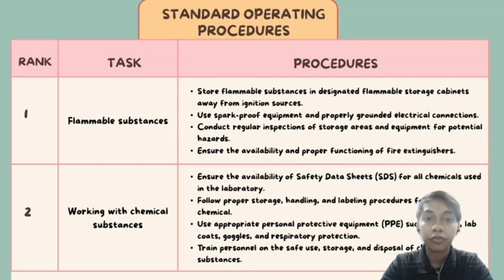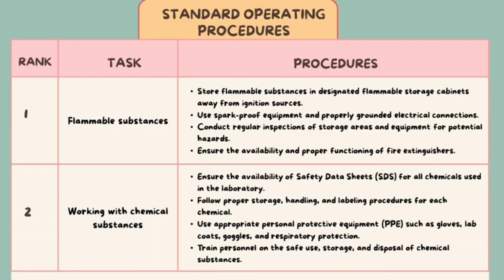Next, the SOP for working with chemical substance. First, ensure the availability of the safety data sheet, SDS, for all chemicals used in the laboratory. Second, follow proper storage, handling and labeling procedures for each chemical. Third, use appropriate personal protective equipment, PPE, such as gloves, lab coats, goggles and respiratory protection. We must train personnel on the safe use, storage and disposal of chemical substance.